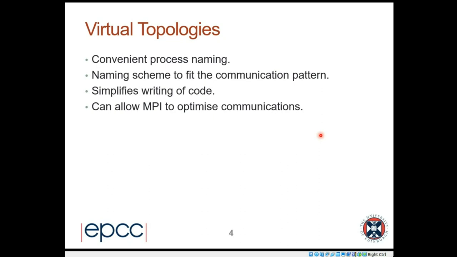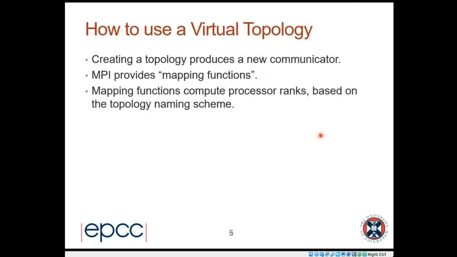It simplifies the writing of code. Unfortunately, not in the example we're going to do, because if you have a 1D topology, a line, your neighbors are rank plus one and rank minus one, modulo the circular nature. And so that's rather trivial, but I've just used that as the exercise to get you to learn the syntax. But it hopefully simplifies writing code. And more importantly, it's a standard way of writing code. And in principle, it can allow MPI to optimize communications.